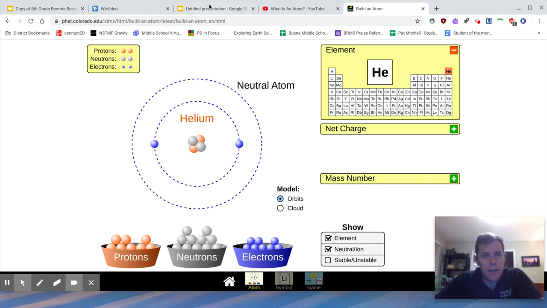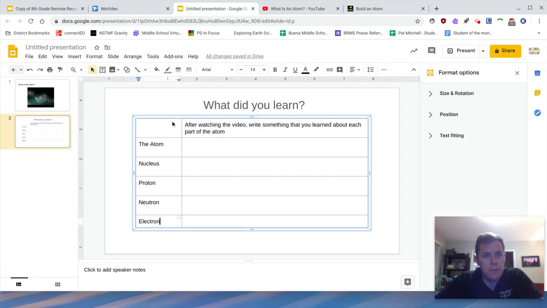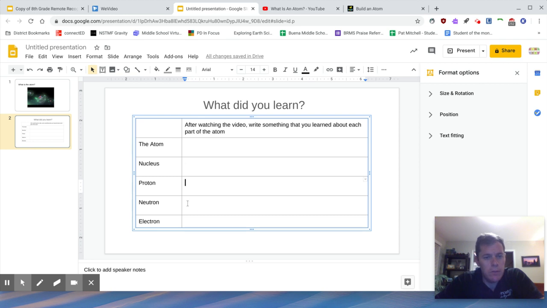So when you get done watching the video that you're going to watch today, you're going to write down one characteristic or description for each of these different parts here. So I want you to learn something about the atom and write that down in that space right there. Then look at what's inside the atom, which is the nucleus, and tell me something about the nucleus that you learned. And then also something about the protons and the neutrons and also the electrons.